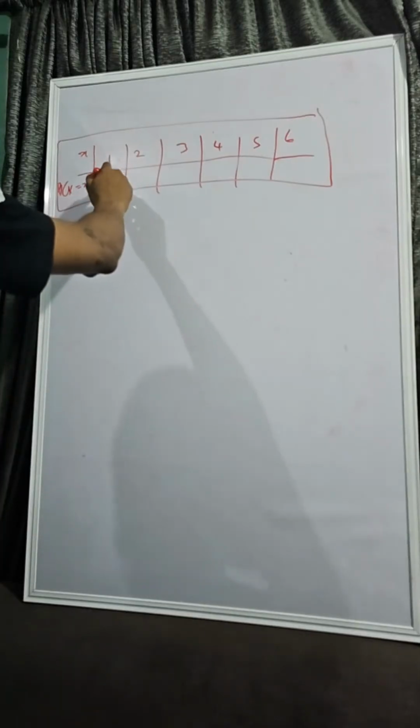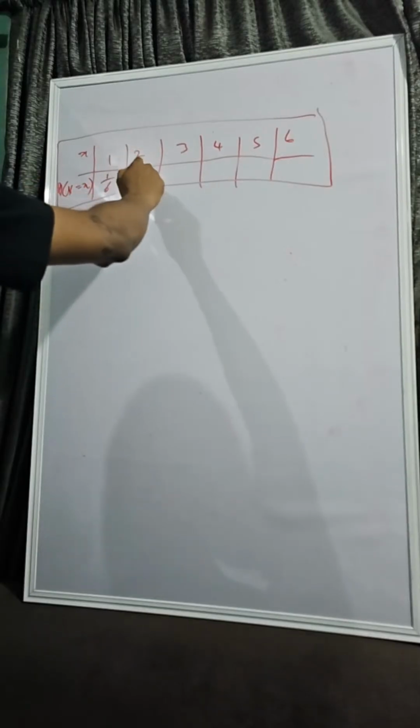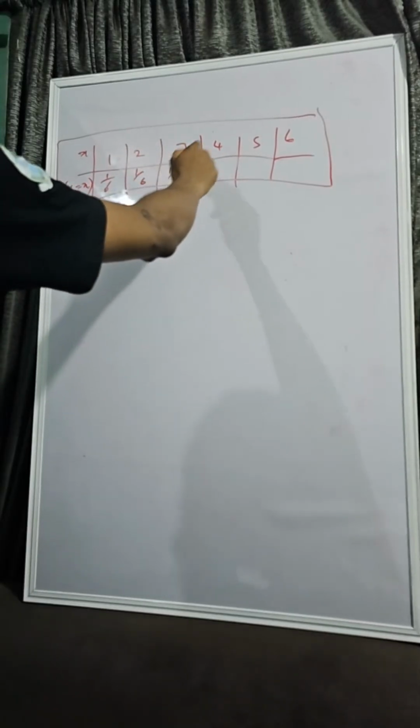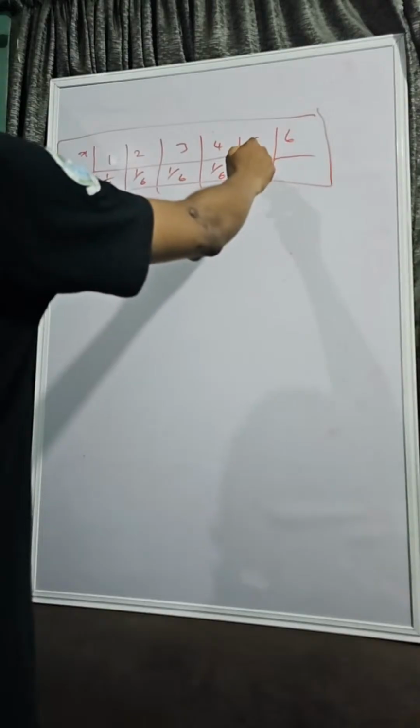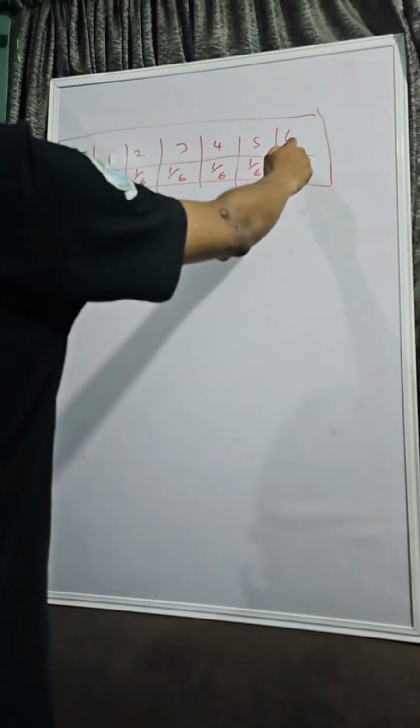So somebody has actually answered it correctly. Uniform because they have the same probability, correct. So this is an example of discrete uniform distribution, because when you throw a die, the chances of you getting 1 is 1/6. Chances of you getting 2 is 1/6. Chances of you getting 3 is 1/6. Chances of you getting 4 is 1/6. Chances of you getting 5 is 1/6. And chances of getting 6 is 1/6. So it's uniformly distributed.